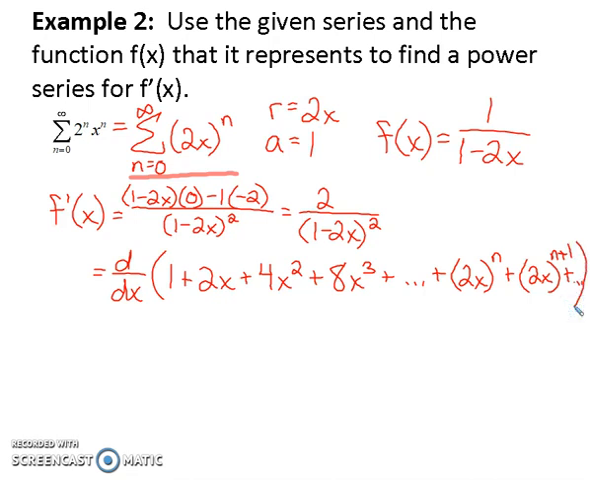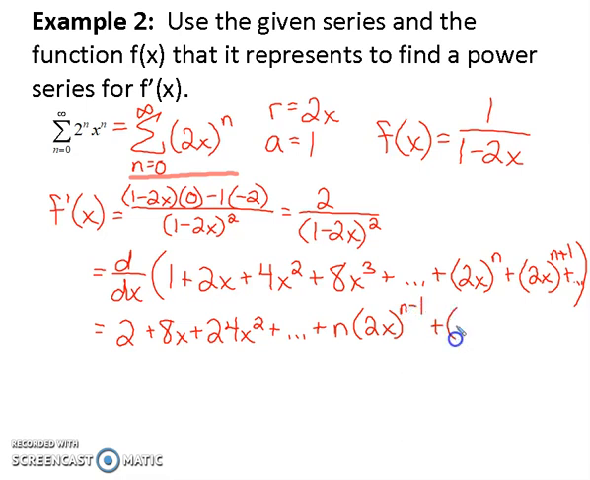So this is the power series then that I'm going to take the derivative of to get my f prime of x power series. So the derivative of 1 is 0, the derivative of 2x is 2, and we get plus 8x plus 24x squared plus dot dot dot plus n times 2x to the n minus 1 plus n plus 1 times 2x to the n plus dot dot dot.